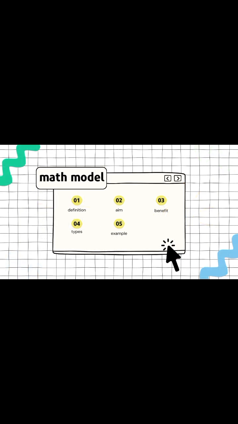There are 5 chapters. First, definition. Second, aim. Third, benefit. Fourth is types. Fifth is example.